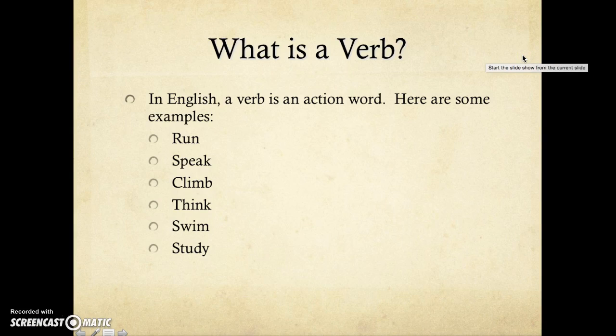¿Qué es un verbo? In English, a verb is an action word. Here are some examples. Run, speak, climb, think, swim, study.